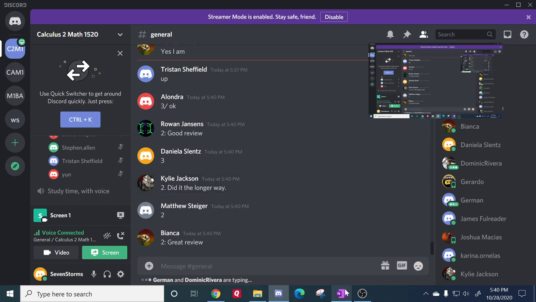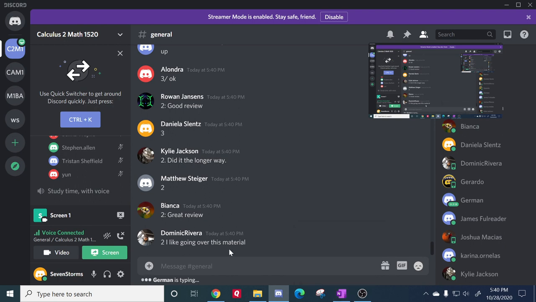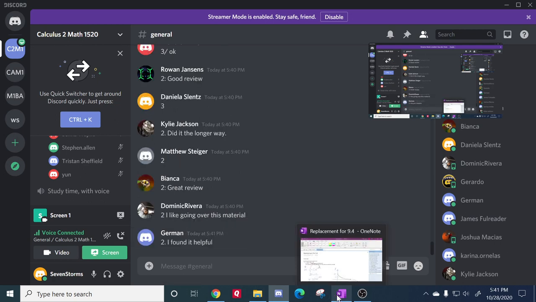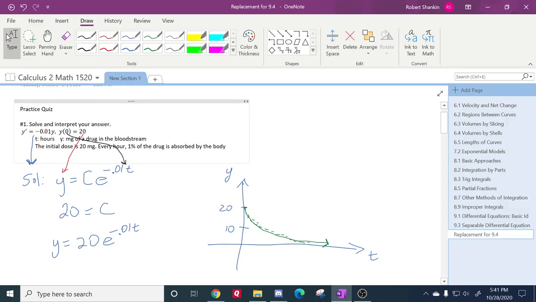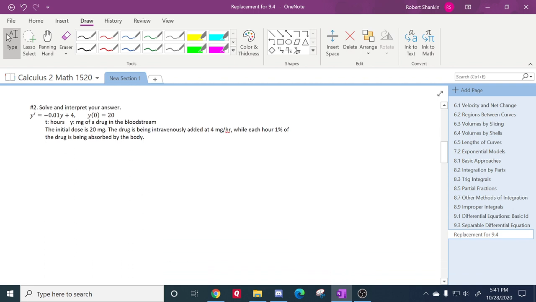Okay. Let's go. I like this material as well. When I see the applications of this, it gets me very excited. All right, number 2. Solve and interpret.